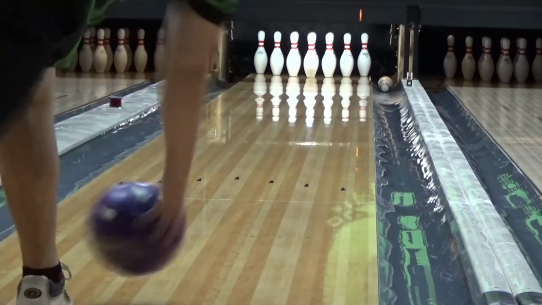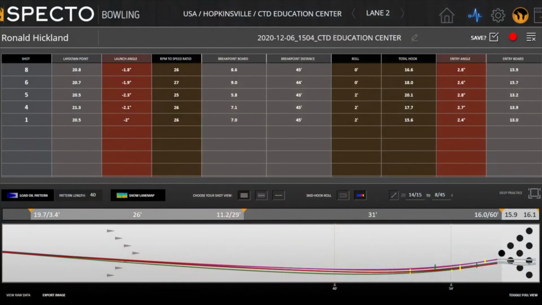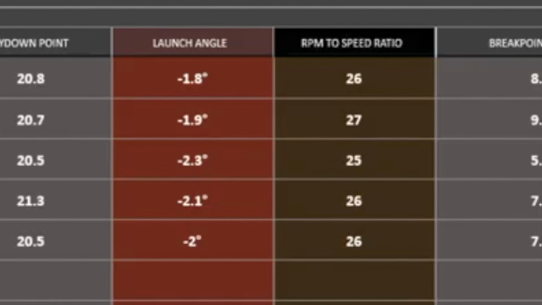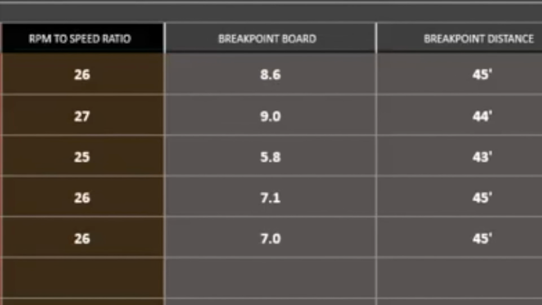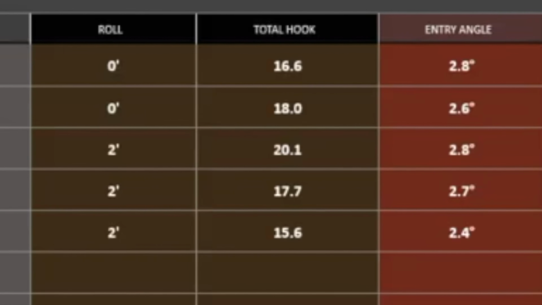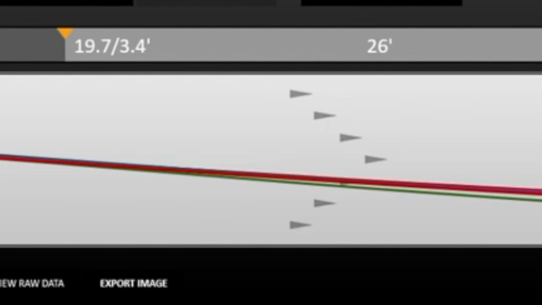Woo, 10 back. The question was, did he throw it good? The survey looks like he did. Looks like he did. The spectro data. I mean, look at the data. When you're looking at this data here, you're seeing these shots are really, really close. And there's a little bit of difference, right? Look at the total hook, starting from the bottom to the top: 15.6, 17.7, 20.1, 18 even, 16.6. So there's a little bit of difference there, right?